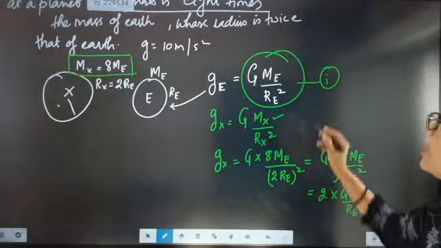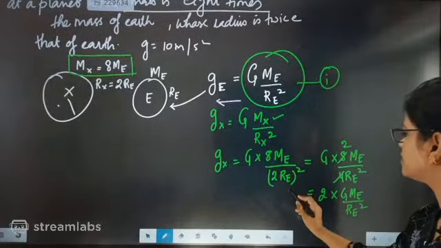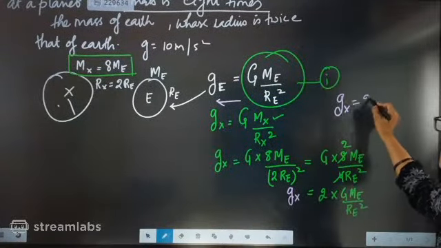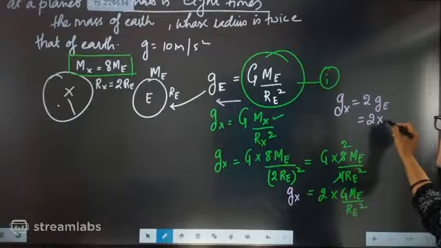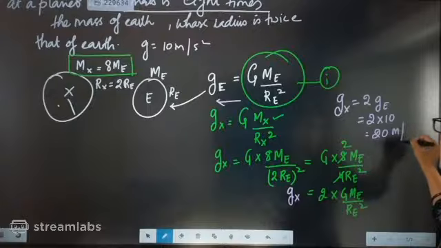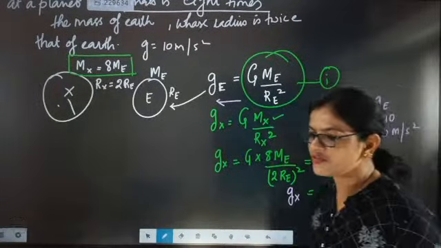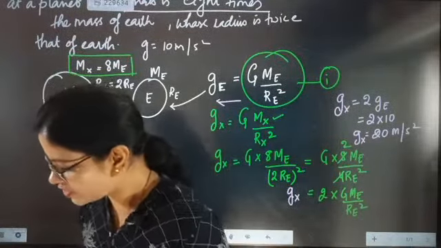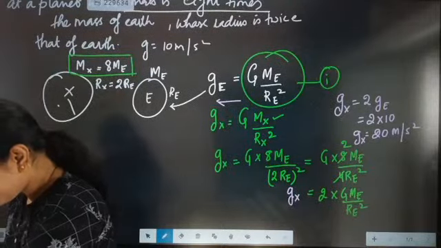It is the acceleration due to gravity on Earth. So it is exactly going to come as 2 into GE, and we know that GE is 10. So the acceleration due to gravity of that planet is 20 meter per second square. Okay.